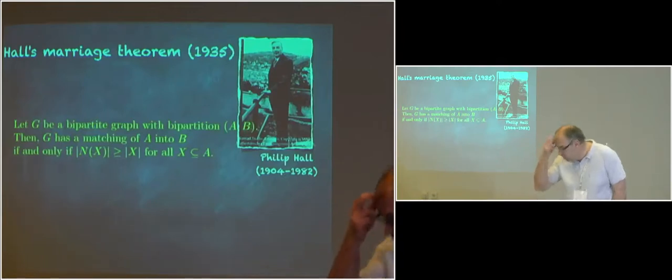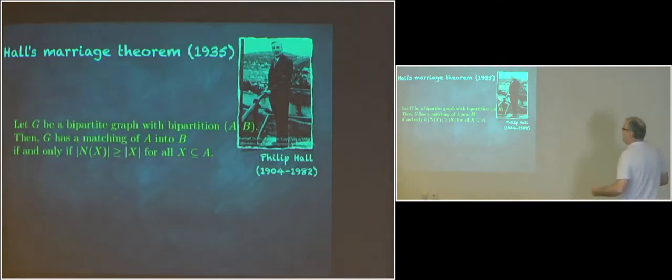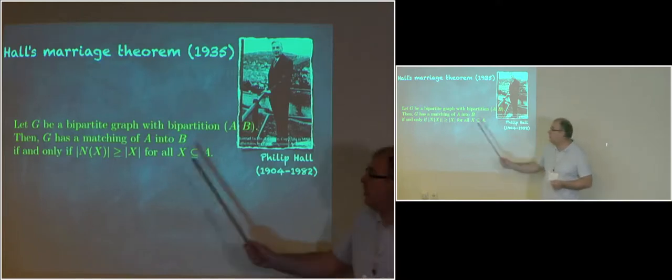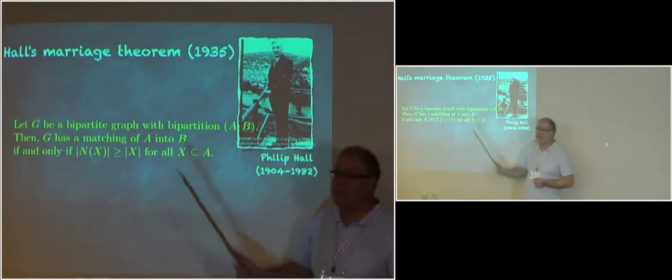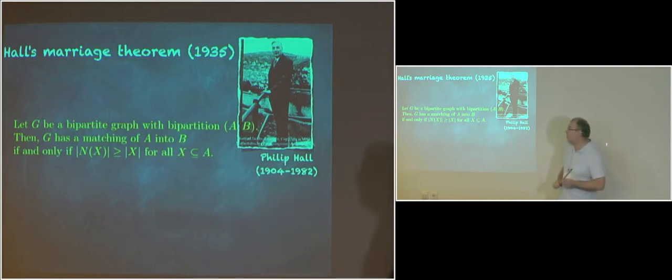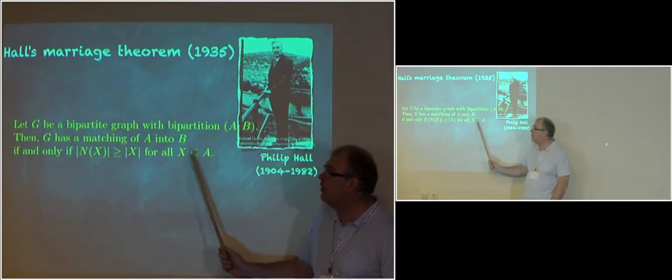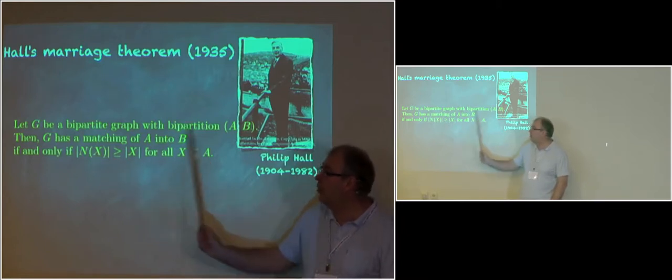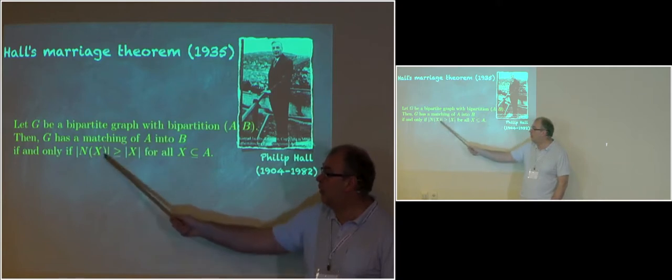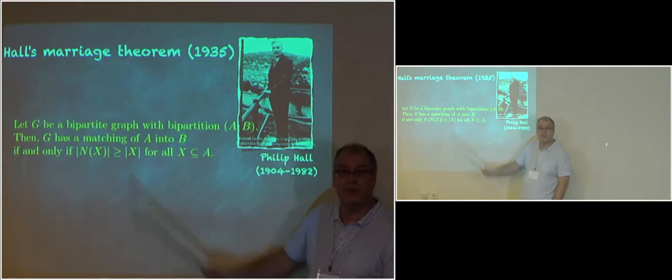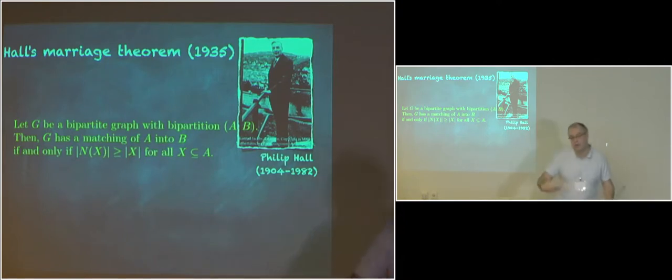And the second theorem is Hall's marriage theorem from 1935, by Philip Hall. If I have a bipartite graph with a bipartition A and B, then graph G has a matching of A into B if and only if for every subset X of A, the size of the neighborhood of X in B is at least the size of X. All right?